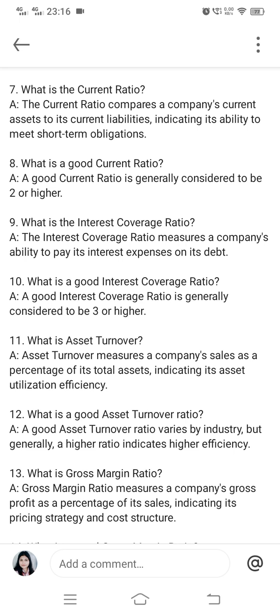Now comes the eighth question: what is a good current ratio? Having a higher current ratio will really help your company meet its obligations.